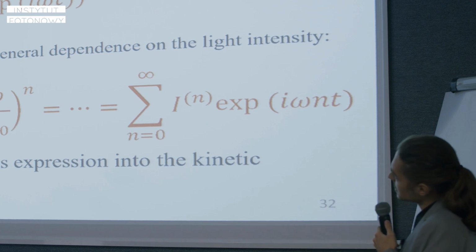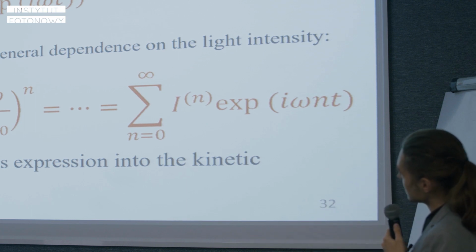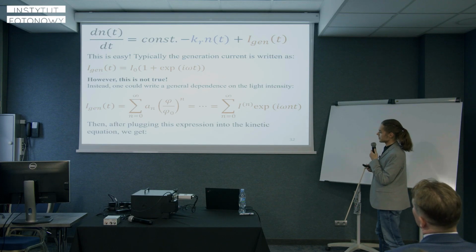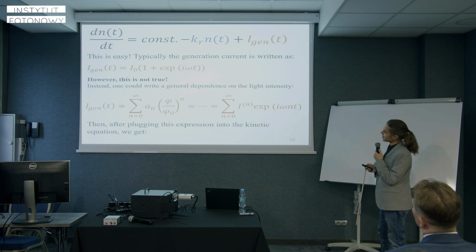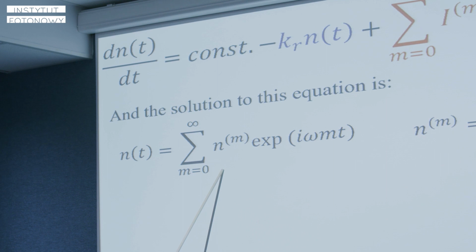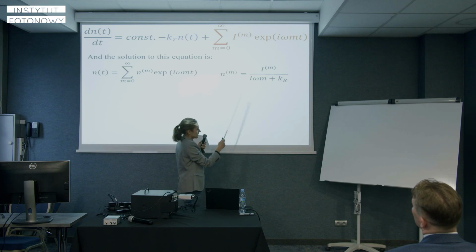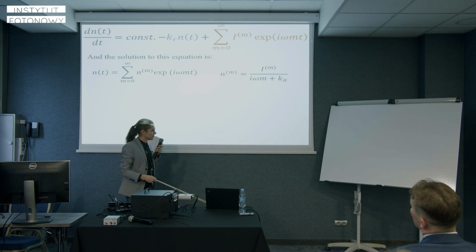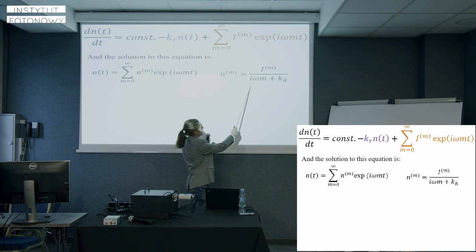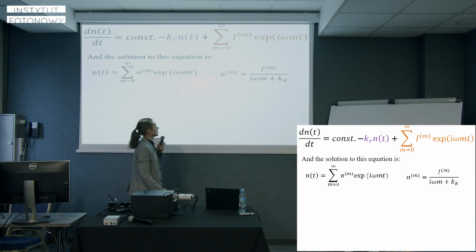This is the input to this equation as a generation current, which results in the solution for electron density having, again, its higher harmonics. And this coefficient can be very easily captured. In this case, it is very easy. In other cases, it is slightly more difficult. But in this very simplified case, this is a very simple function, a simple fraction.